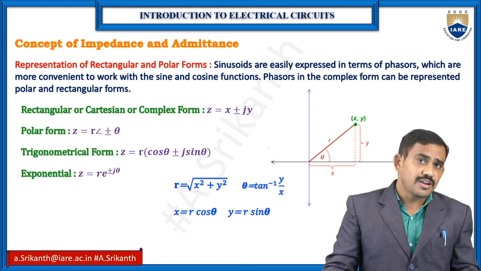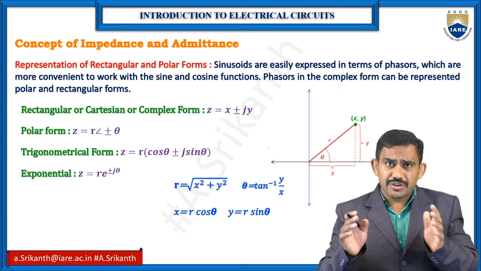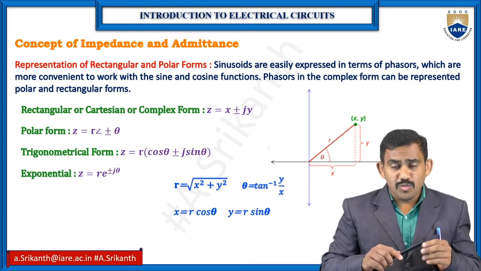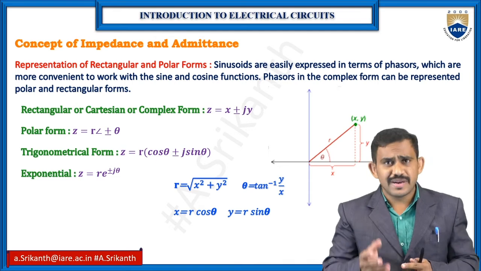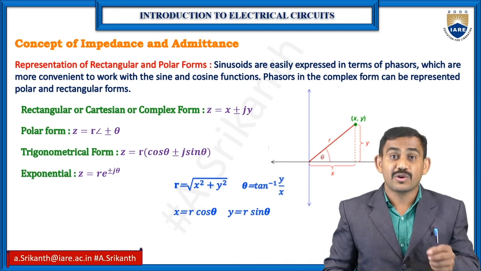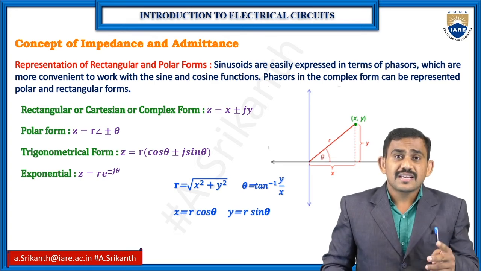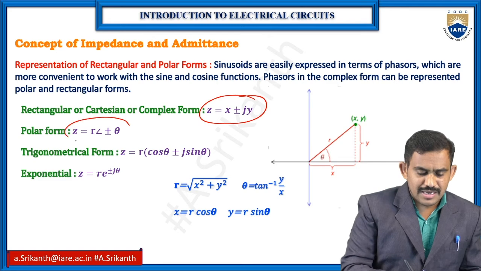So one more important topic, that is impedance and admittance. Before going to impedance and admittance, we have a small relation. I want to find out the impedance values, I want to add those impedance values, divide them, or multiply them. That means I require polar to rectangular conversion. So these are the formulas for polar to rectangular.